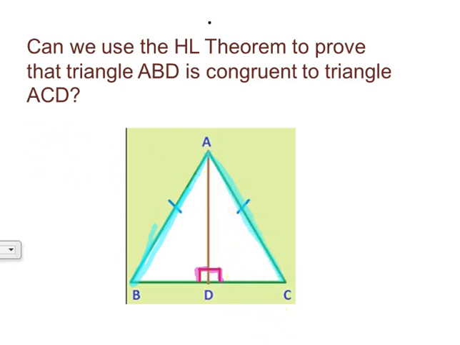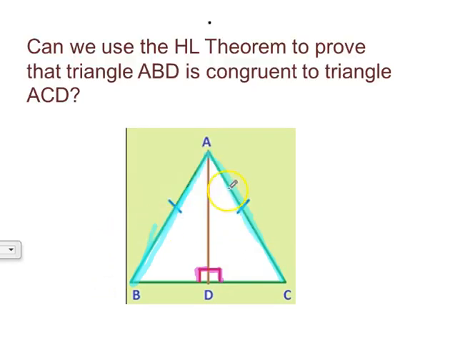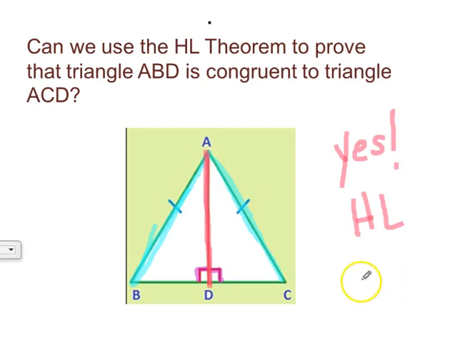And then we would need to prove that just any other set of legs are congruent. Well, this leg right here is being shared by both triangles. So we know that this leg has to be congruent in both triangles. So we do. We've got a hypotenuse and we've got a leg, and it's a right triangle. So yes, we can use the hypotenuse leg theorem in this example.